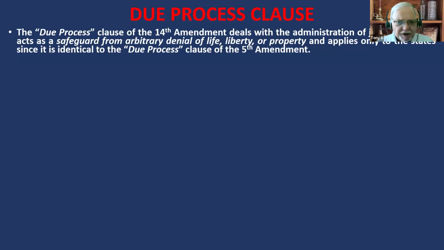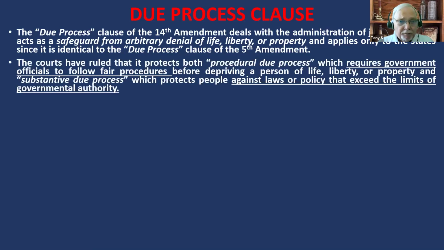The due process clause of the 14th Amendment deals with the administration of justice and thus acts as a safeguard from arbitrary denial of life, liberty, or property. And it applies only to the states since it's identical to the due process clause of the Fifth Amendment. The language in the due process clause of the 14th Amendment is almost identical to the due process clause of the Fifth Amendment, only it applies to the states, not to the nation as a whole.